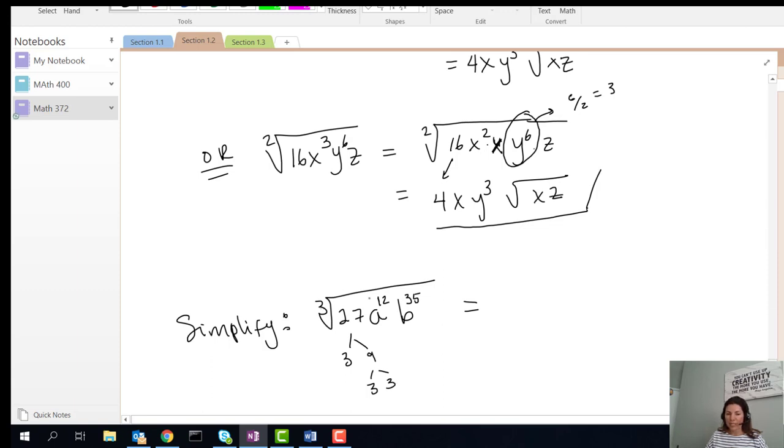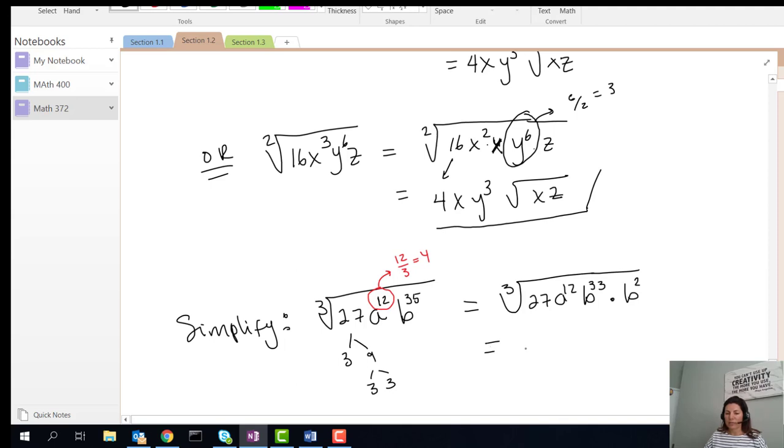Now, because the index is 3, I want the exponent to be divisible by 3. So 12 is already divisible by 3. 12 divided by 3 is 4. So an a to the fourth is going to come out. 35 is not divisible by 3. But I can write 35 with something that is divisible by 3. So we're going to say, what's the closest thing to 35 that is divisible by 3? So I'm going to write this as 27, a to the 12, b to the 33, because 33 is divisible by 3, times b squared.